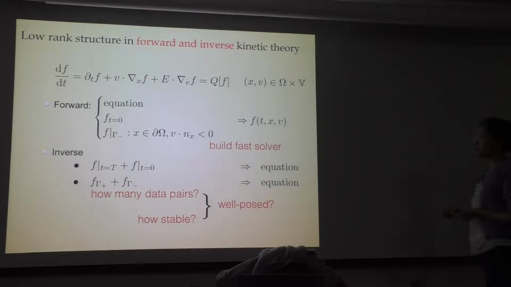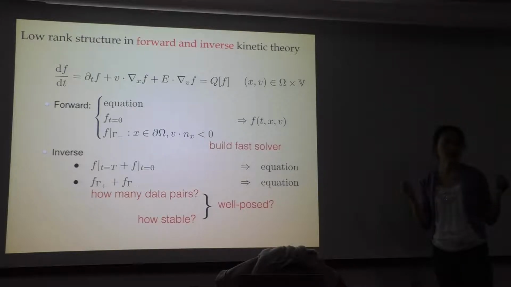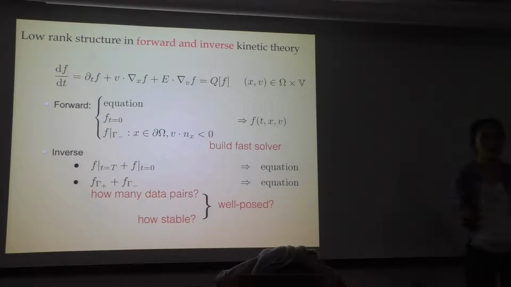We ask a few questions like how many data pairs, or how many incoming to outgoing data pairs, I need to prepare or I have to measure to uniquely reconstruct the parameters inside. If you imagine, suppose I want to reconstruct my hand, I shine light in and collect the light out. How many of these incoming to outgoing data pairs do I have to collect to reconstruct my full hand? And how stable is that, in the sense that if my measurement gets perturbed by a little error, can I still uniquely or stably reconstruct my hand?